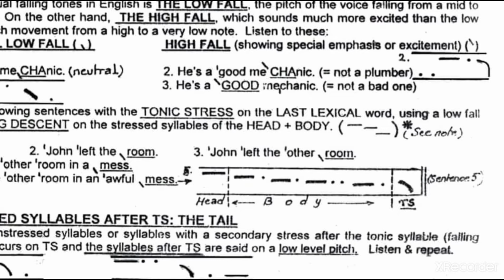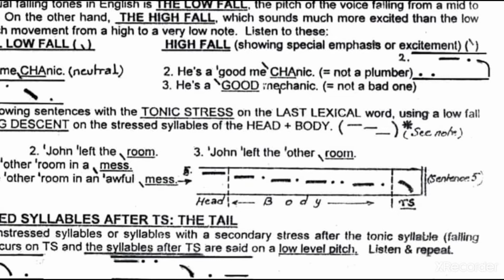So here, when we want to represent it, look at the graphic representation of 2 here. We have 2 dots like the previous one for his, a high dash for good, a dot for me, and mechanic will be a low curved line from a high level to a low level, and a dot is missing here for the last syllable in the word mechanic.